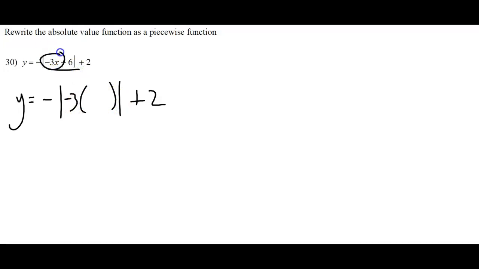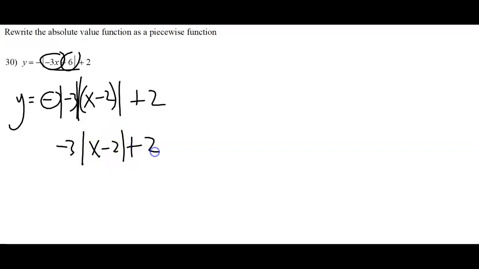I'm going to divide this by -3, and that's going to leave me with x. I'm going to divide this by -3, and that's going to leave me with -2. After I do that, I'm going to take the absolute value of that -3 separately, which makes it become +3, and then this negative comes down, and then the rest of it comes down also. So we have to do that before we start transforming it into a piecewise function. All right.